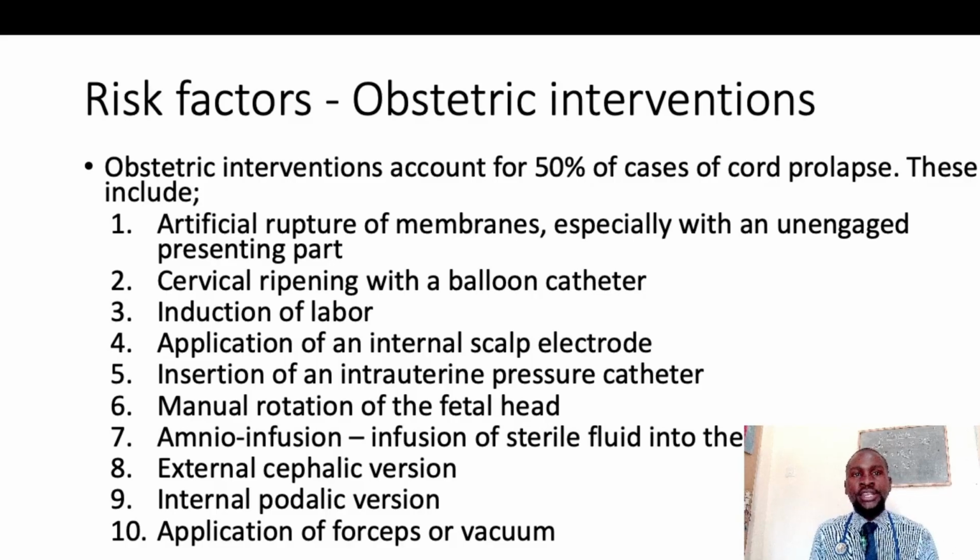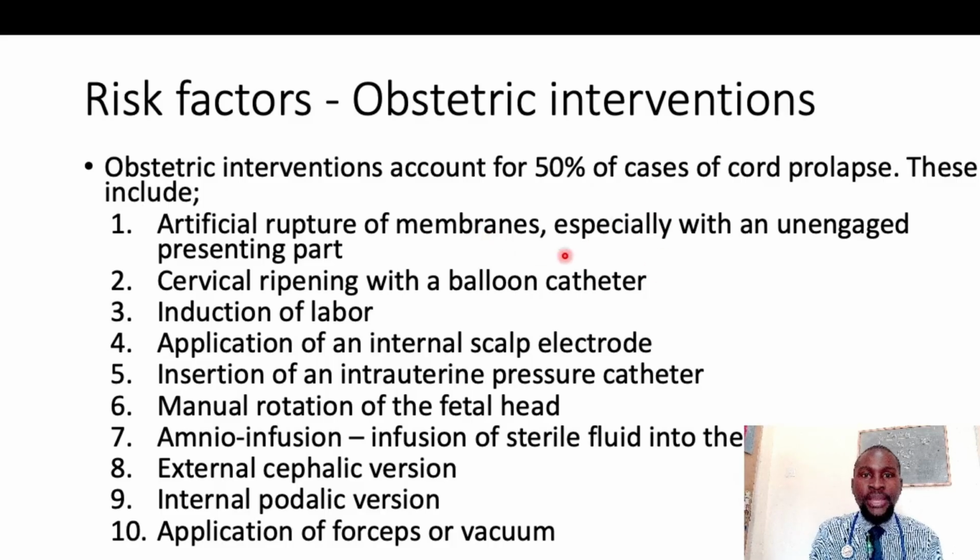What are the obstetric interventions? These are risk factors that are obstetric interventions. What obstetric interventions would increase the chances of a cord prolapse? Obstetric interventions account for 50% of cases of cord prolapse, and these include artificial rupture of membranes, especially with an unengaged presenting part. If the presenting part is high in the pelvis and doesn't engage, and then you rupture the membranes, the cord will easily slip around that presenting part, and the cord will prolapse.